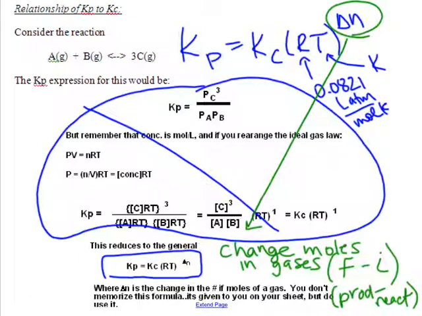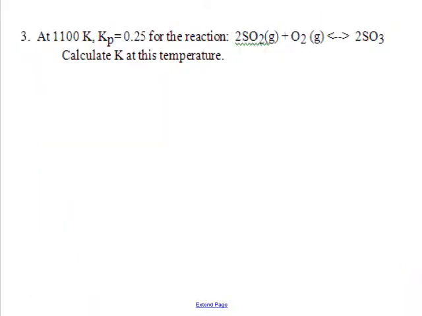So let's show you how to work one of these problems. At 1100 Kelvin, the Kp is 0.25. Calculate K. Since they didn't put a subscript, we're assuming it has to be Kc. All right, so politically correct. Be careful here and make sure it's your RT that's in your parentheses. You're not raising the Kc to the delta N as well. It's just the RT in these parentheses.